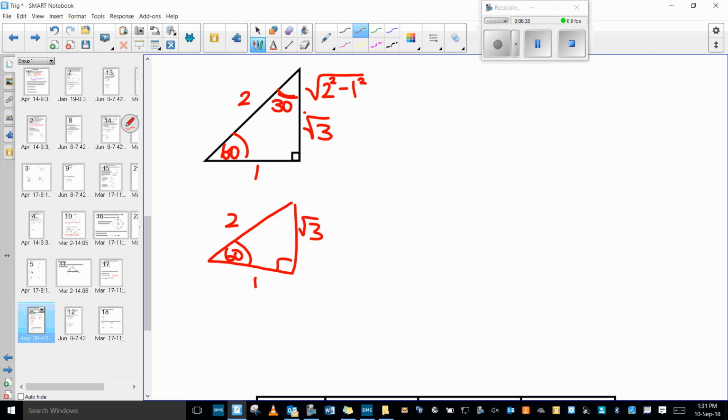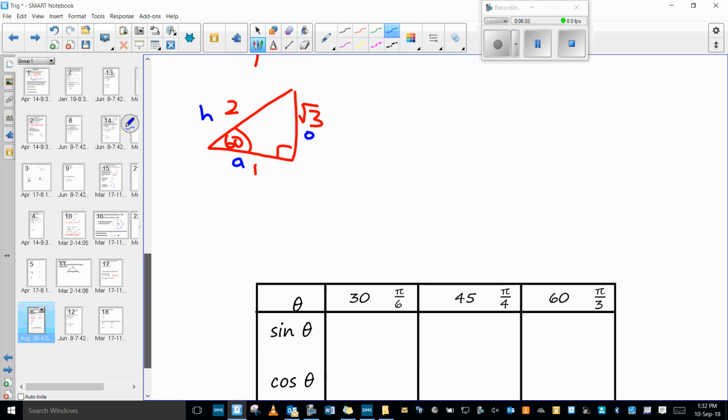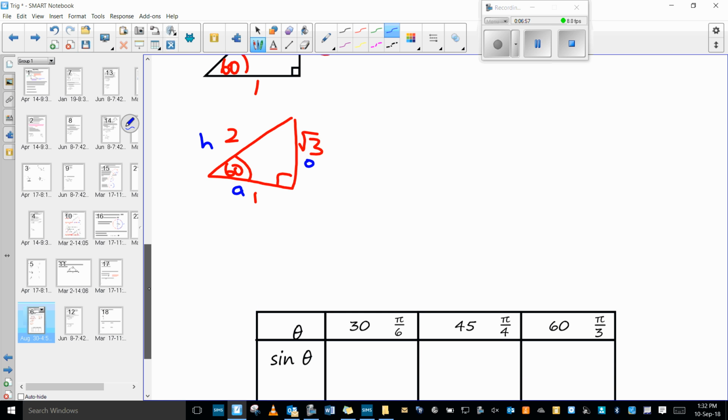If I was going to label SOHCAHTOA, which would be the H? Which would be the O? Careful. And the A? Okay. So if I was going to talk about the sine of an angle, about the sine of 60 degrees, we know that sine is what over what?